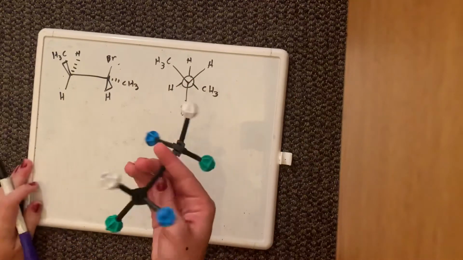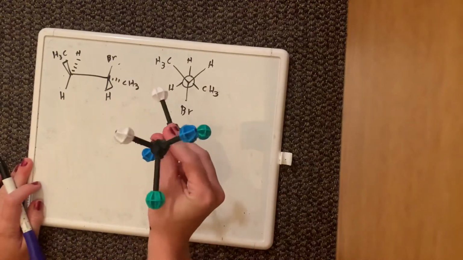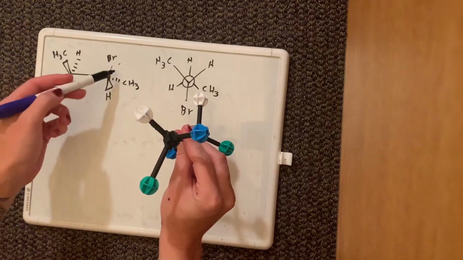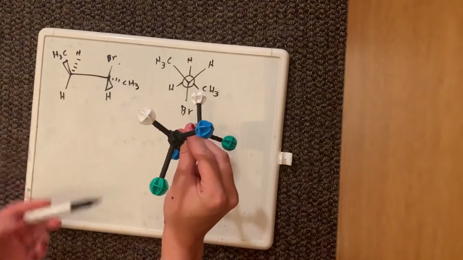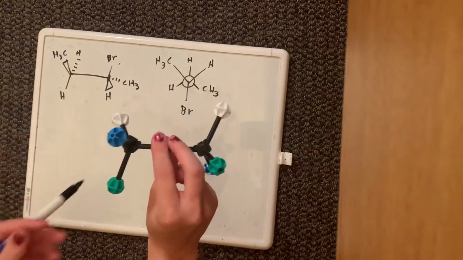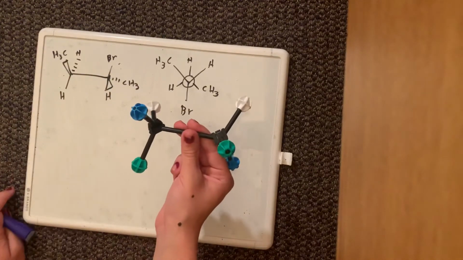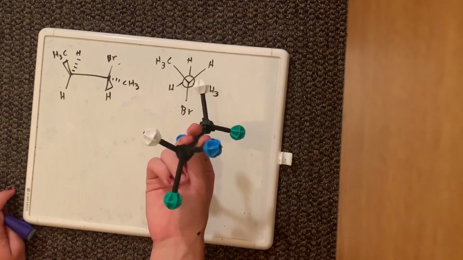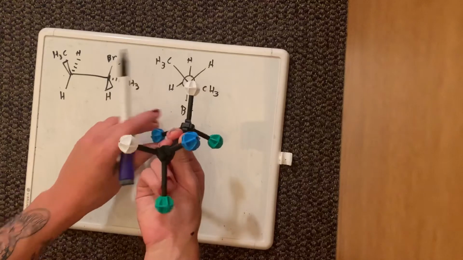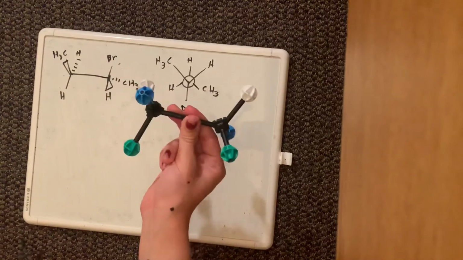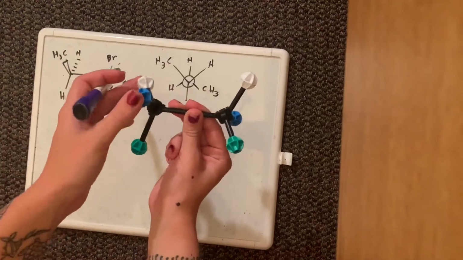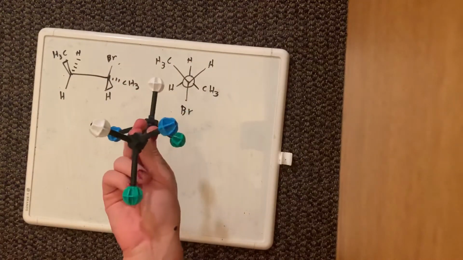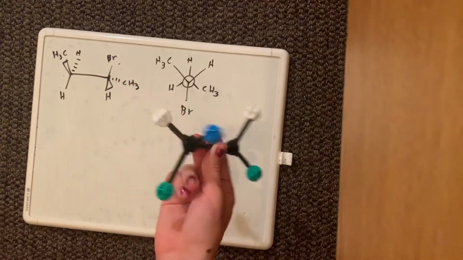Okay, so I'm going to turn this into a Newman projection. We've got a staggered structure where we have two on the top, one on the bottom, one on the top, two on the bottom. Here's what it looks like right now. Let me make this a little more even. Like this. Two on the top, one on the bottom, one on the top, two on the bottom.